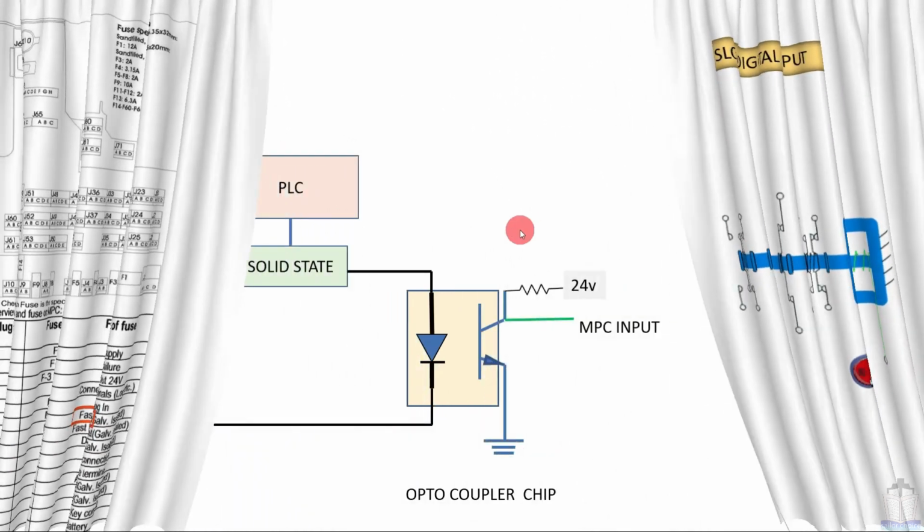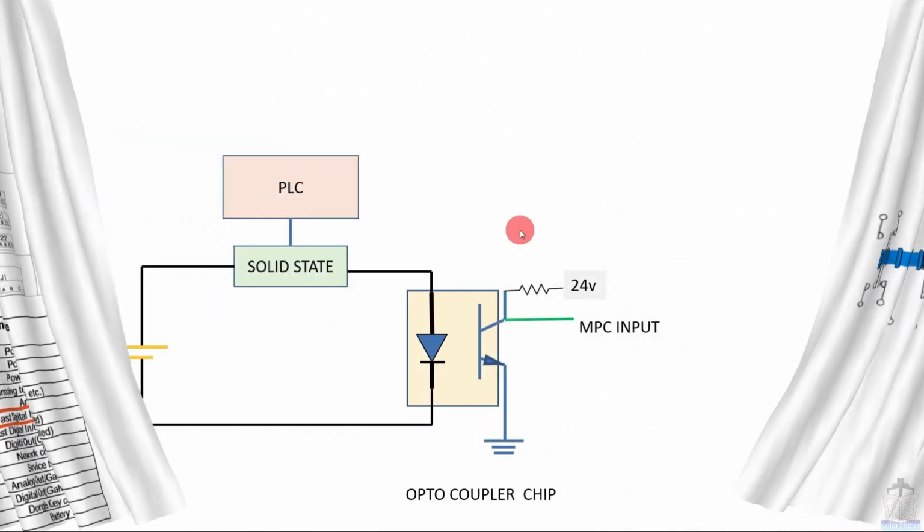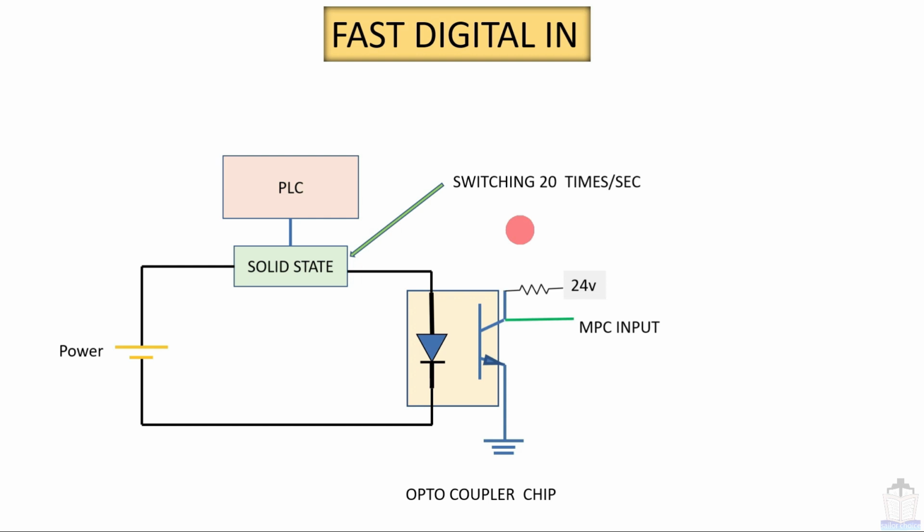So fast digital input switching is done by a solid state electronic component like this. These are solid state, which is regulated by the PLC, because making and breaking several times we cannot do manually. It must be done by some PLC, some digital circuit. Okay, so fast digital is done via the solid state electronic component. So in this circuit, if I want to switch on and switch off 20 times, I can do it.